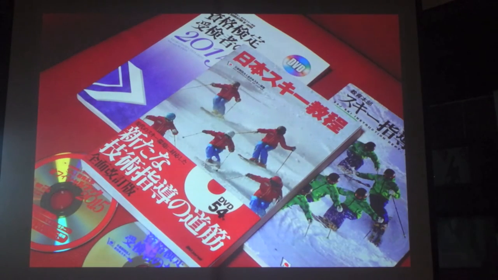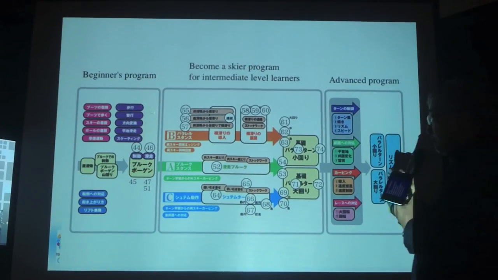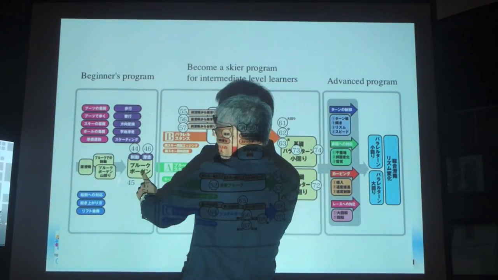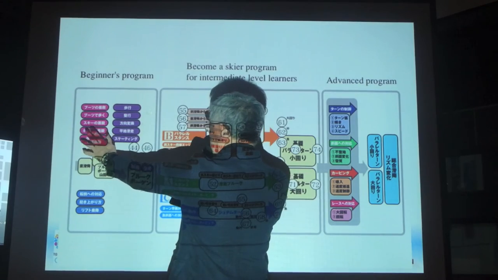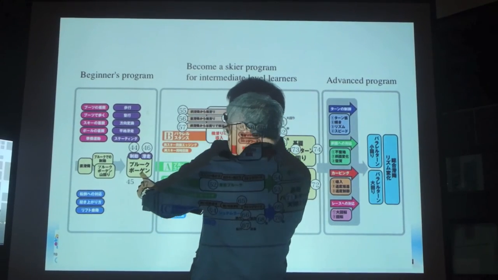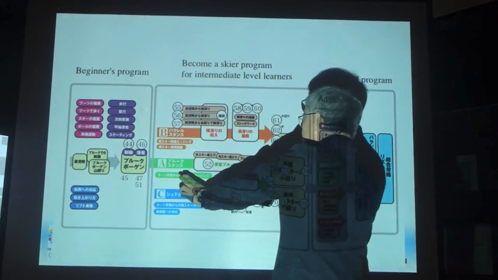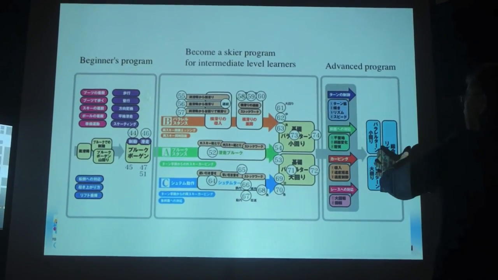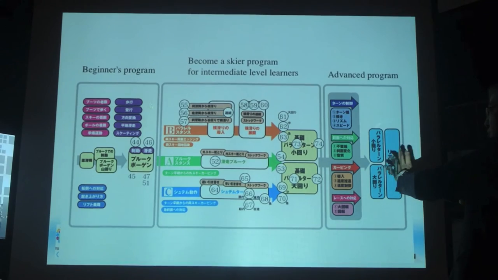This is the Japan official ski method 2014. This book is made of over 200 pages and a DVD. Here the beginner starts from beginner to Pruk Bowl, a snow plateau. And here the basic parallel turn. And after that, advanced parallel and short.